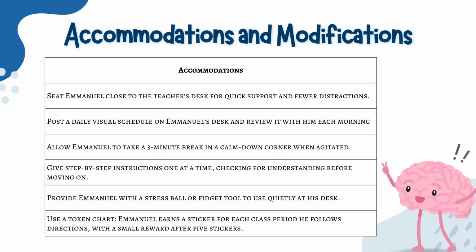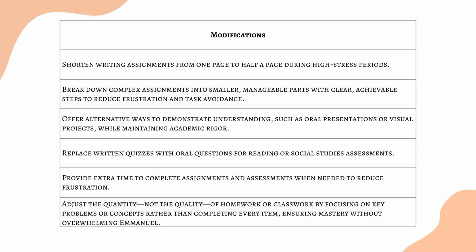Provide Emmanuel with a stress ball or fidget tool to use quietly at his desk. Use a token chart, and Emmanuel earns a sticker for each class period he follows directions, with a small reward after 5 stickers. Yun nga, ito, yung positive reinforcement, rewards. Let's move on to modifications naman.